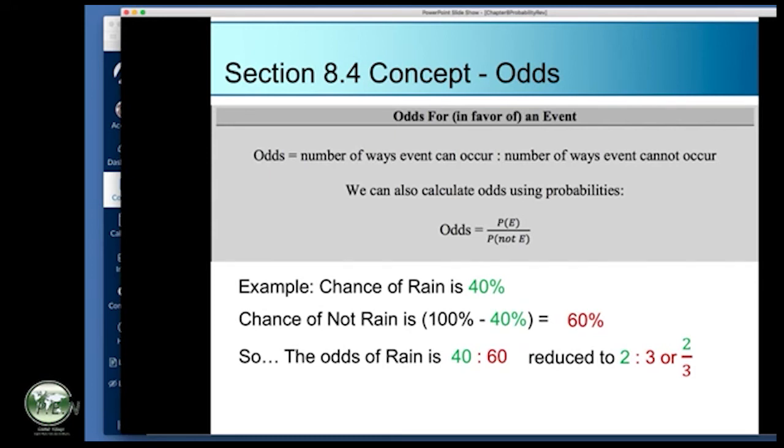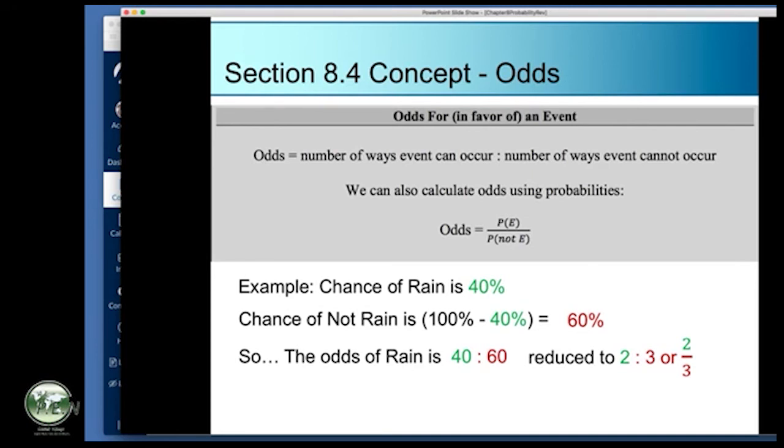2 times it'll rain, 3 times it won't rain. So in a 5-day period, we could expect 2 days of rain, 3 days of no rain. That's what that means. It's what we've broken it down to with odds. But that is not a 66% chance of rain. That's a 40% chance of rain. So see how there's this disconnect between whether we think in probabilities or in odds. Most sports betting is based on odds.